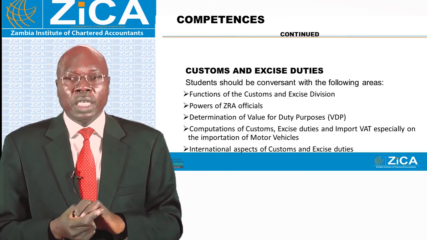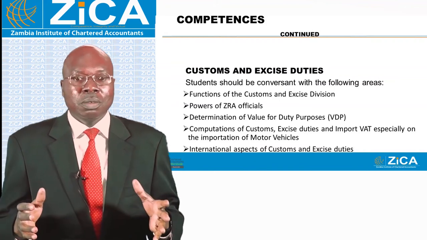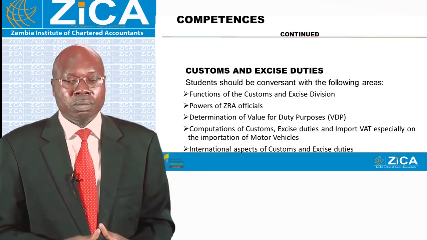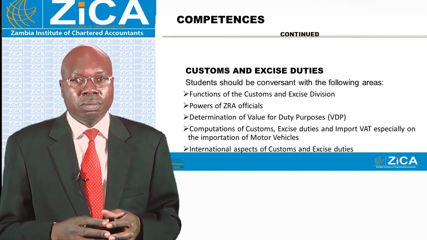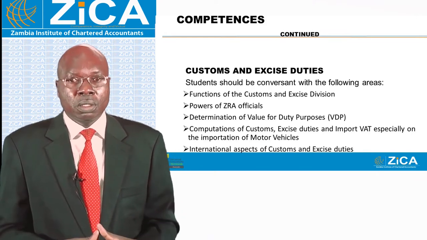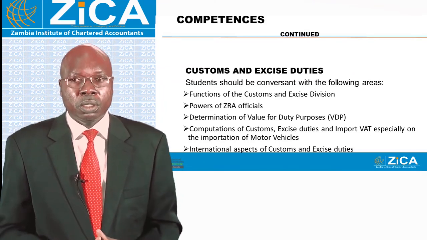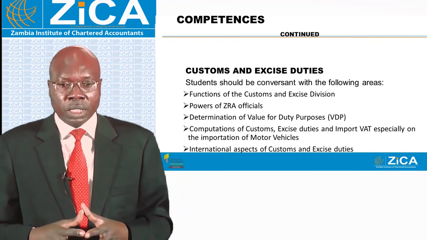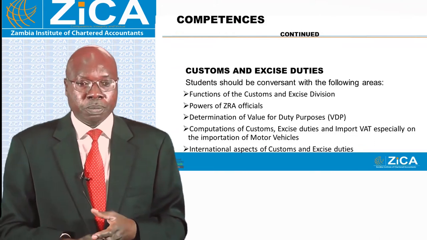And when they come to your organization, they have that freedom or mandate to check the records that they actually need. So they even have the power to seize or confiscate any documents that they may feel is necessary for tax purposes.